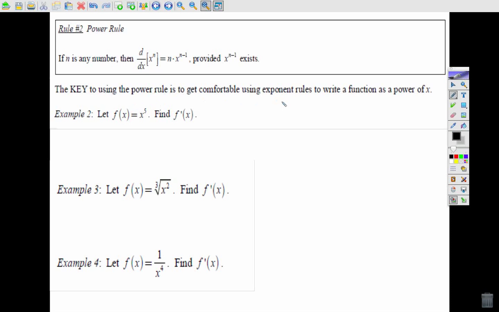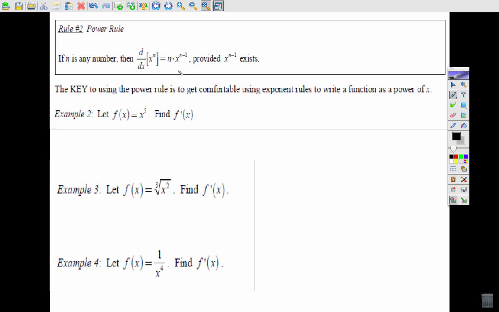The key to using the power rule is to get comfortable using exponent rules to write a function as a power of x. Very true. I told you maybe 3 sections ago that we were going to be doing a lot with exponents, and that is absolutely true for the rest of the year. So let's look at this. Let f of x equals x to the 5th. Find f prime of x.